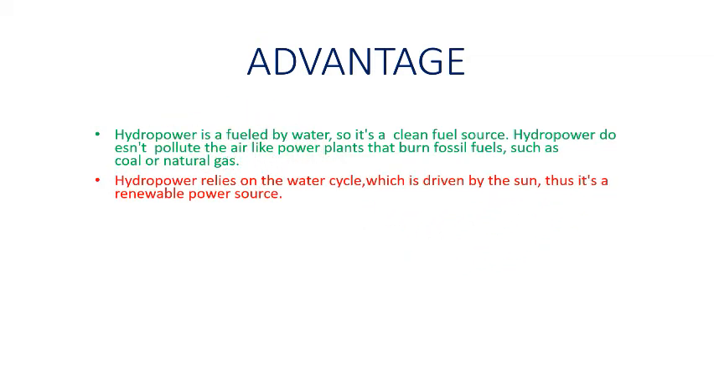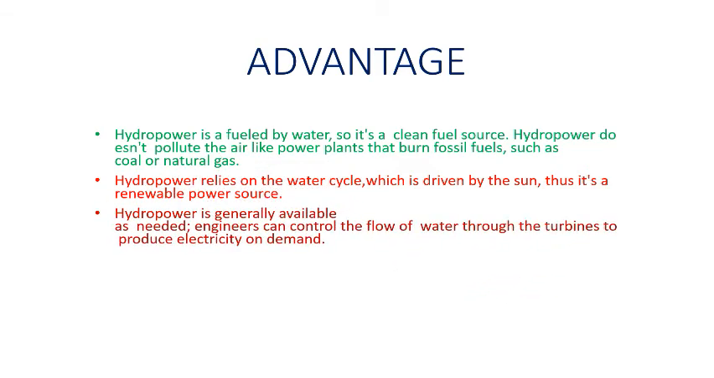The second thing is hydropower relies on the water cycle, which, I told you, is driven by the sun. Thus, it is a renewable power source. And the third point, hydropower is generally available as needed. Engineers can control the flow of water through the turbine to produce electricity on demand. Means whatever energy we require, we can produce by using these hydropower plants. Means till now it is the best source of energy. One can definitely say this.